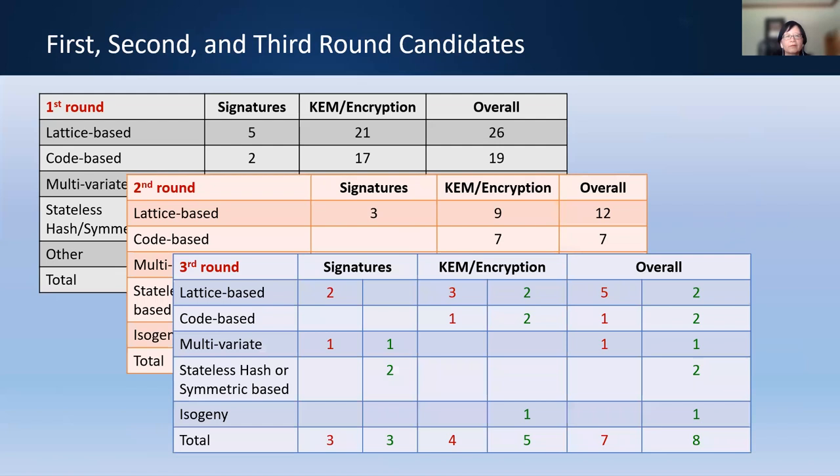For the third round, we have 2 kinds of numbers. One is the red number, which means finalist, and the green number means alternate candidates. Why do we have these 2 categories, finalists and alternate candidates? Because the NIST team considers that the finalists are the group NIST will select from at the end of the third round. The alternate candidates will need further research.